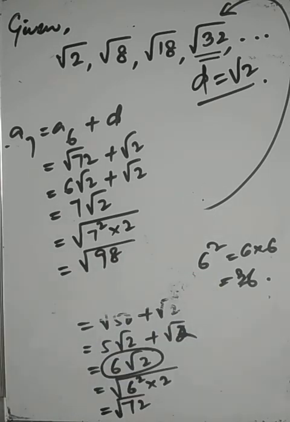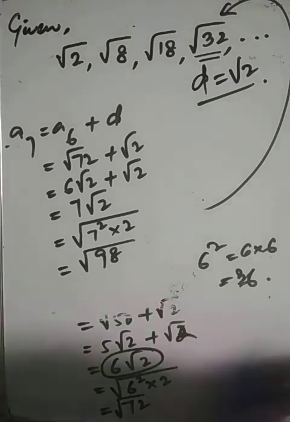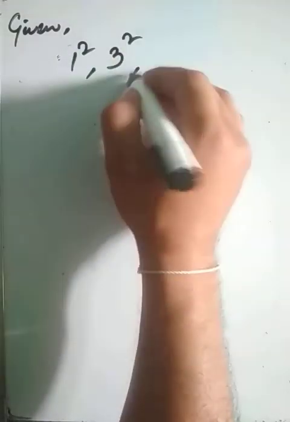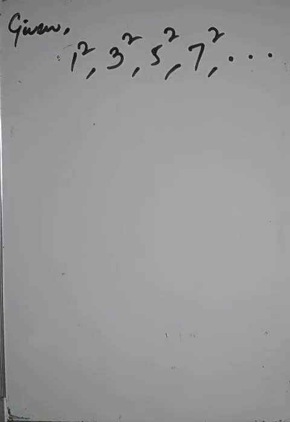So now we have got A5, A6 and A7. So you please give the conclusion by yourself, and we'll be looking at one more question for today. Okay, I'll be writing the question here. 1 square, 3 square, 5 square and 7 square, and so on.